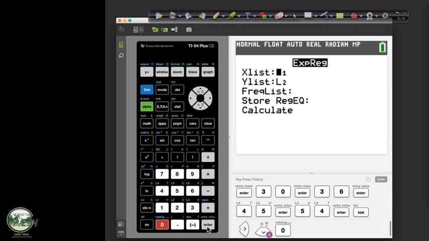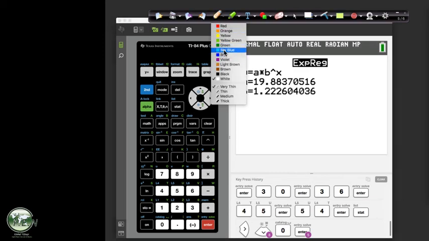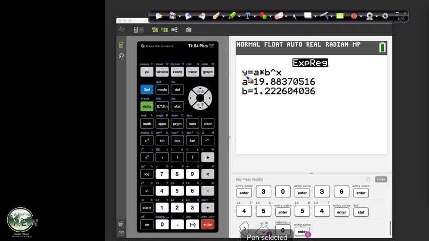So what I do is I just like to kind of hit enter through these, and then we go to calculate, hit enter, and just like that, it's given us our answer. Okay, this is our equation. Now when we go to the test, what we're going to write down is not a equals. We're going to actually write the equation. We're going to write y equals 19.884. That's the A part. The B part is 1.223. So I think it asks for 3 decimal places. If not, and then there's an X up here.